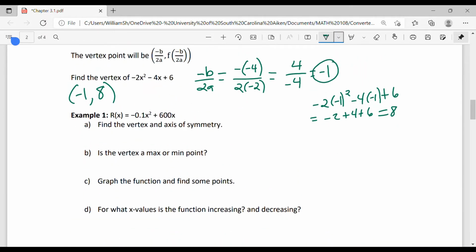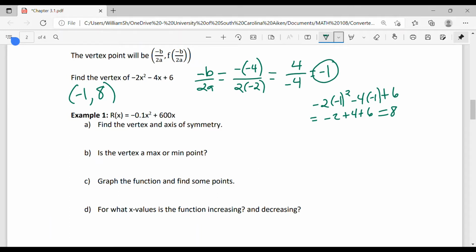A hint, if you want to check it on your calculator, go to y1, plug in negative 2x squared minus 4x plus 6, and graph it. Now because we've got a negative a out front, it's going to be kind of like a frowny face. It's going to be concave down, which means we're going to have a maximum point. The vertex is the same as the maximum point. So if you go second calc, max, left bound, right bound, guess, you can get your calculator to find the maximum point for you. The maximum point here is the same as the vertex.